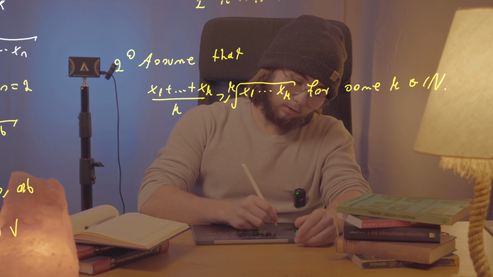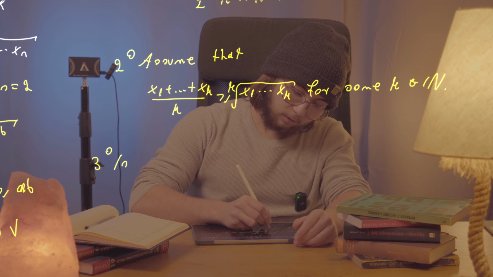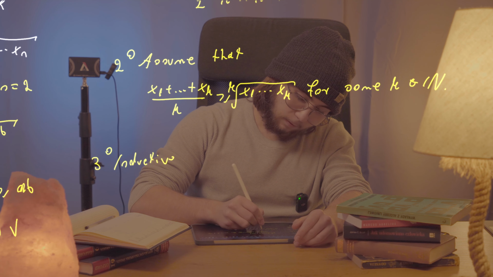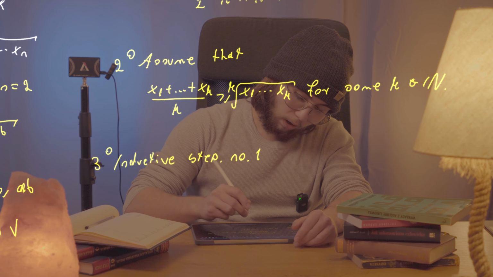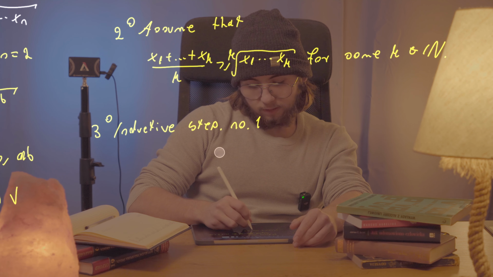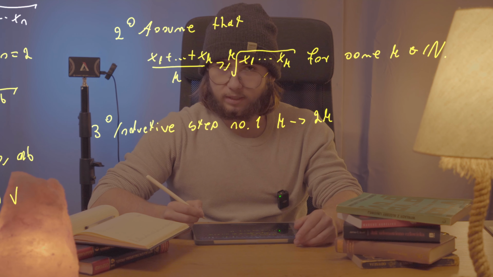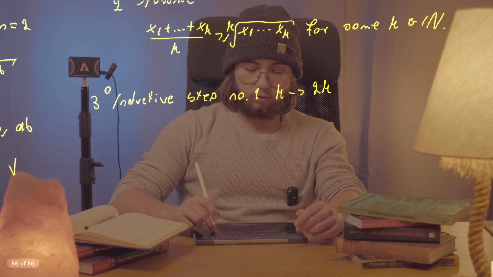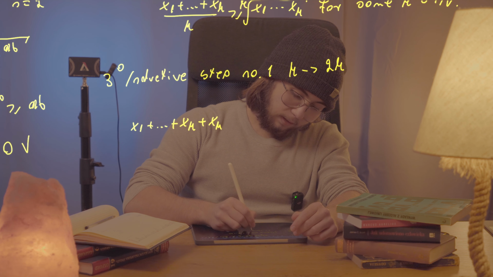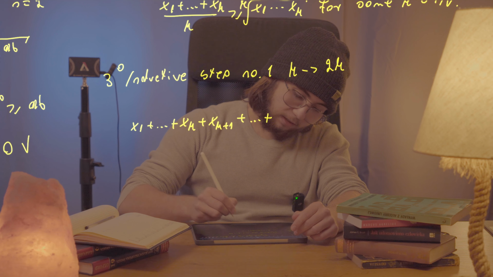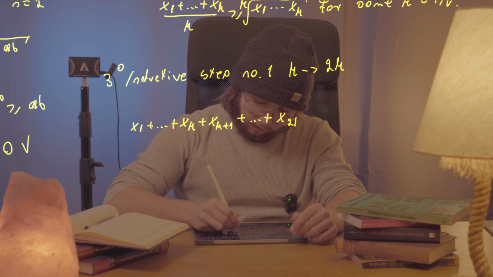Lovely. And I would like to conduct the first inductive step, the inductive step number 1. So for the inductive step number 1, we would like to prove that the statement holding for k will imply the statement holding for double k. Awesome. So we would like to see what will happen if we take the average of not k numbers but double k numbers. And so we're going to be adding stuff from x1 up to x sub double k.